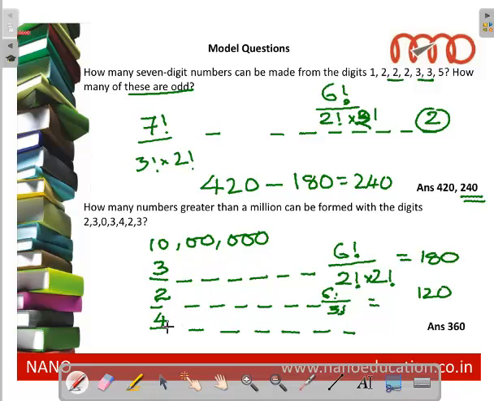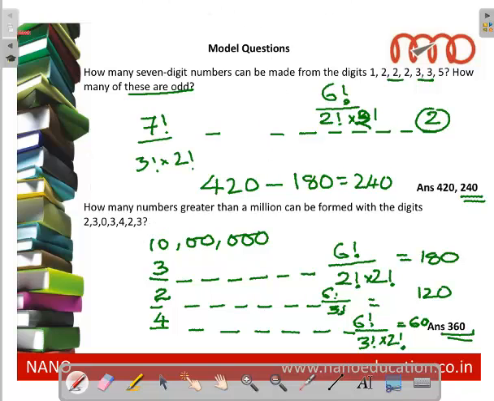And then when the first place is 4, again I have 6 digits to permute. I can permute them in 6 factorial by 3 factorial into 2 factorial, as 2 2s are identical and 3 3s are identical. So this will be 120 by 2, which is 60. So 60 plus 120 is 180, plus 180 is 360. Our answer would be 360.